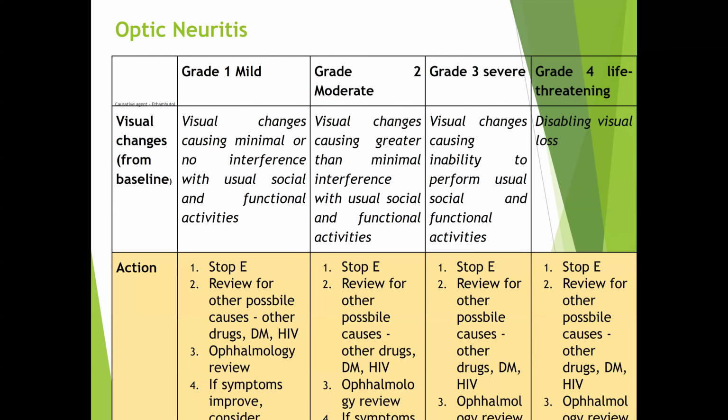We have the optic neuritis. This is where they start having visual changes that are not as they were at baseline. Where there is an effect on vision, we will stop the ethambutol, which is the drug most likely to cause optic neuritis. And then we review for other possible causes like diabetes, and we refer to ophthalmology. This cuts across whether it's mild, moderate, severe, or life-threatening.